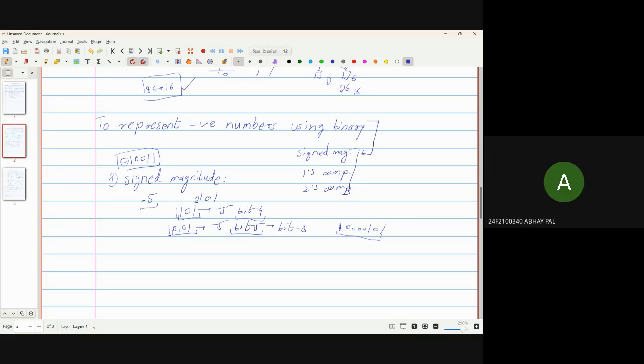No, sir. No doubt. Okay. So you understood signed magnitude. It's pretty simple. Let's go to 2's complement first.